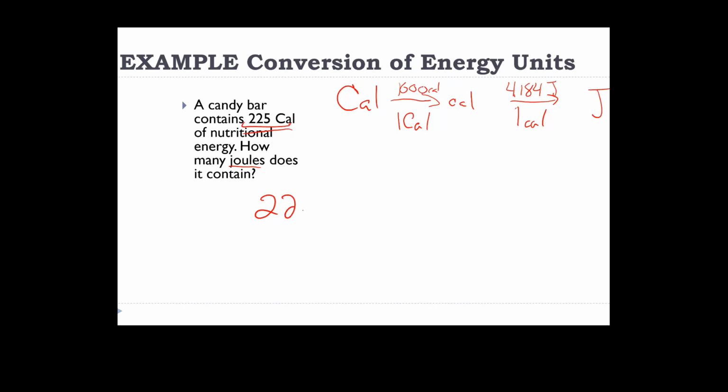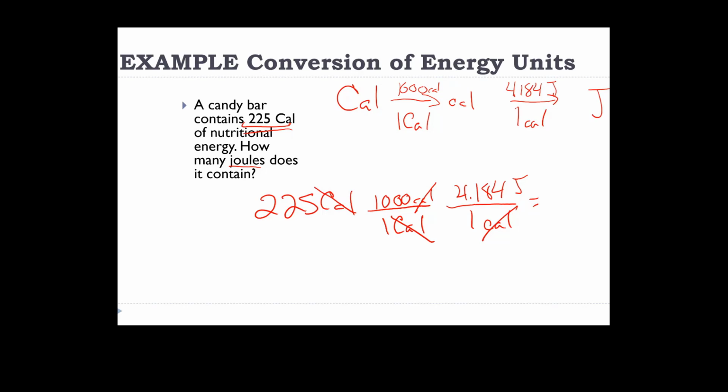So now we say 225 Cal, times 1,000 little cal per 1 big Cal, times 4.184 joules per 1 little cal. Check the units: big calorie cancels, little calorie cancels, and I'm left with joules. Then it's just a little bit of math: 225 times 1,000 times 4.184.